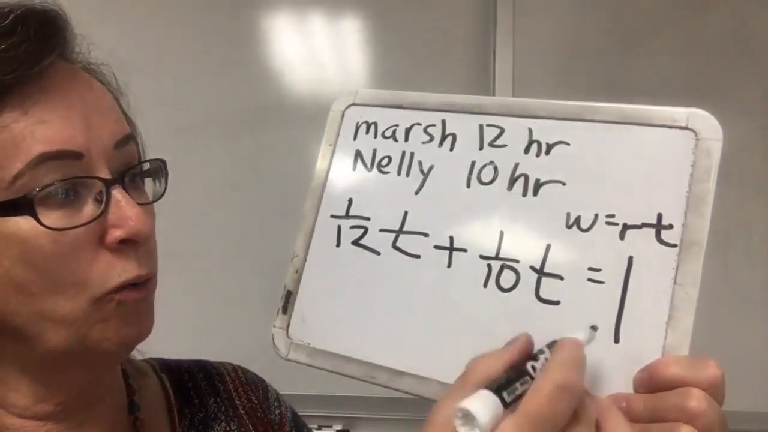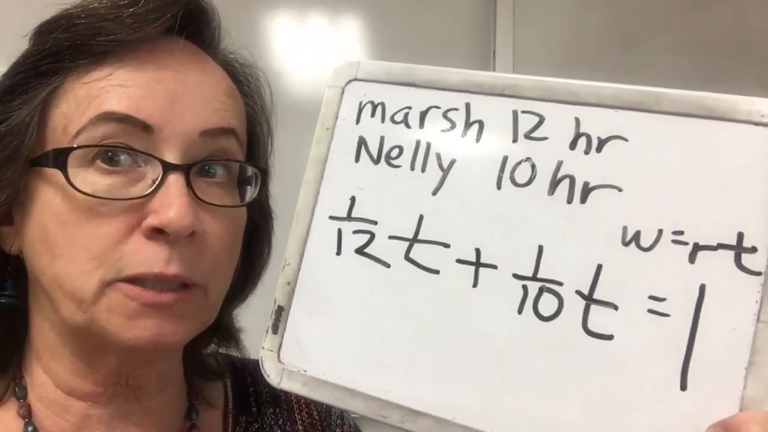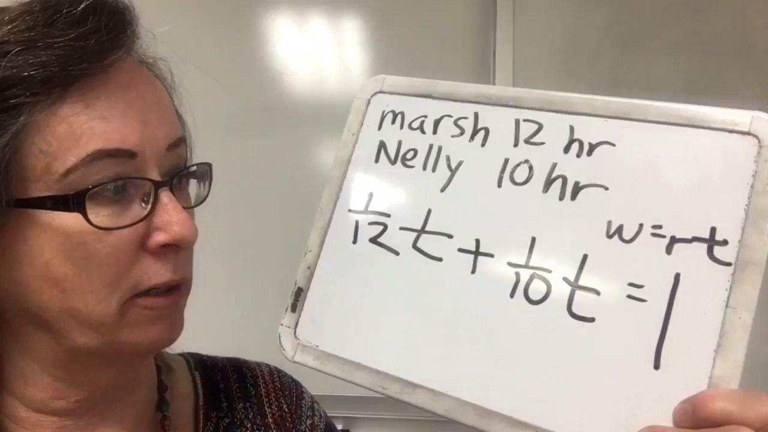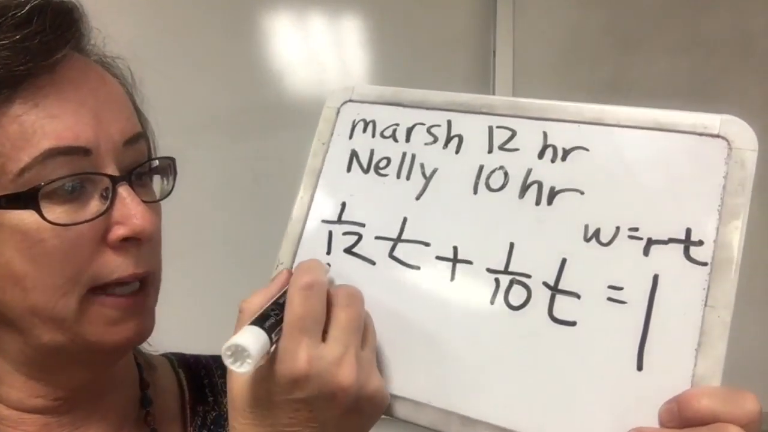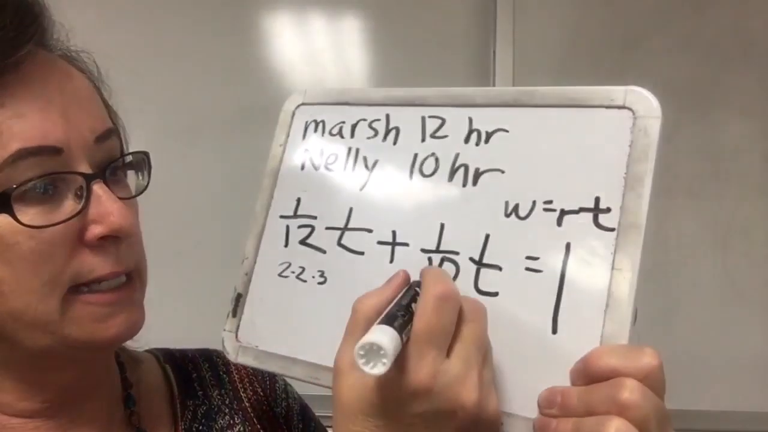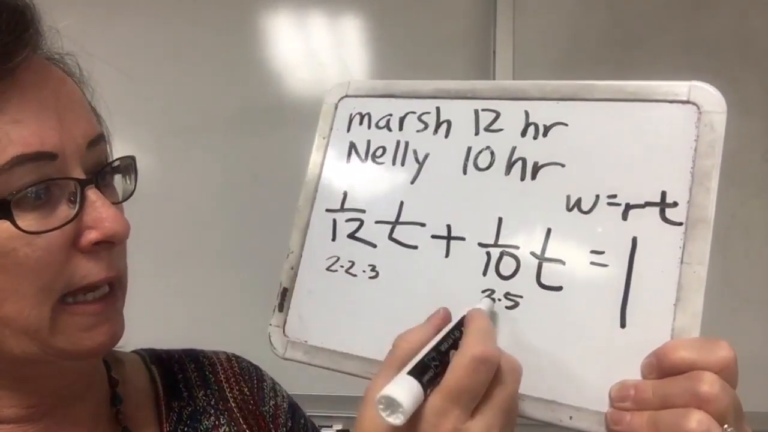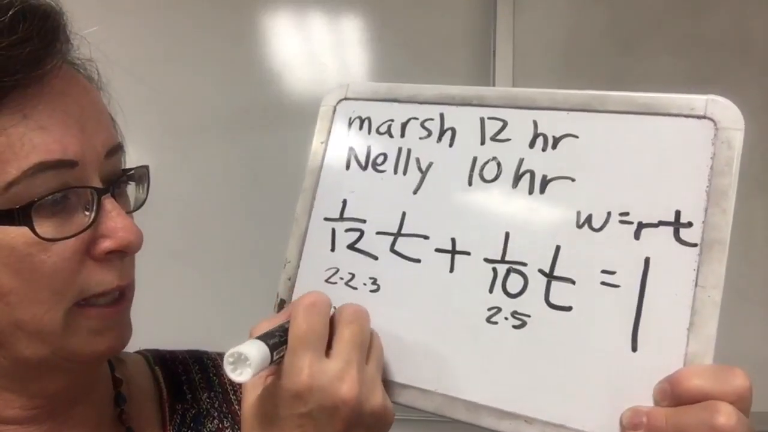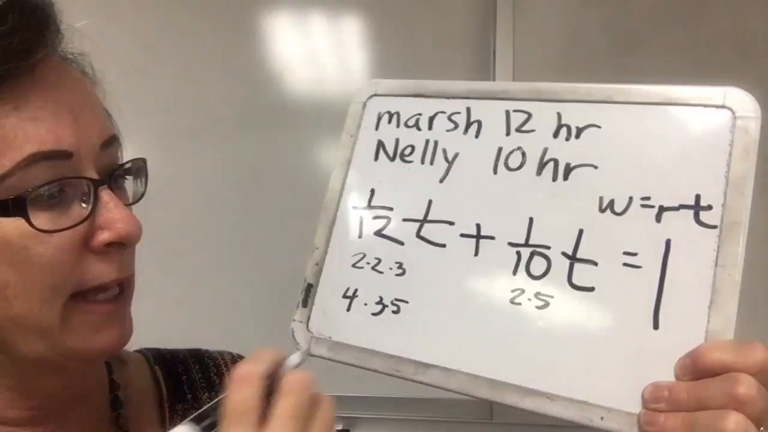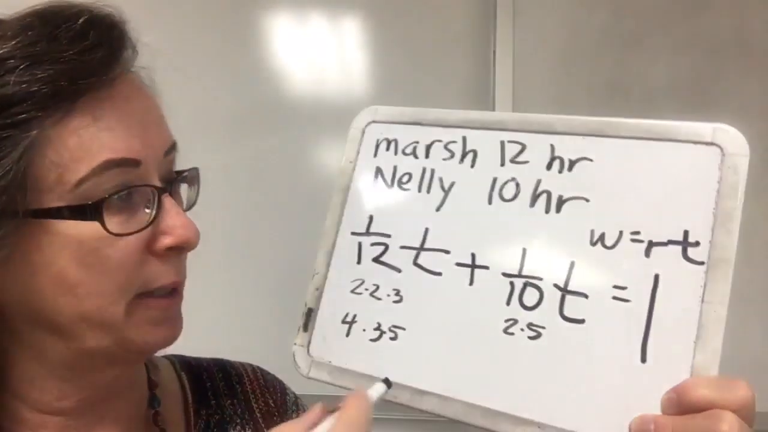Okay, so when we add these, now this is an equation. So can I multiply through by a least common denominator? So remember, 12 is 2 times 2 times 3. And 10 is 2 times 5. So my LCD has got to have 2 2's, so that's going to be 4. It's got to have a 3 and a 5. Okay, so that's going to be 12 times 5, or 60 is my least common denominator.